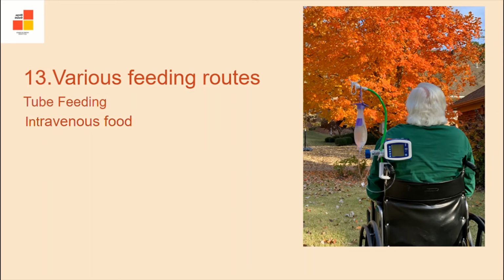Various feeding routes. The best way to feed a person or a patient is by mouth. However, if a patient is unconscious or esophageal problems are there, then there are two ways, tube feeding and intravenous. Tube feeding, when the stomach is functional, the liquid diet is delivered through a tube. Intravenous, the patient is nourished through a special drip in a vein. Special solutions are given in this condition.